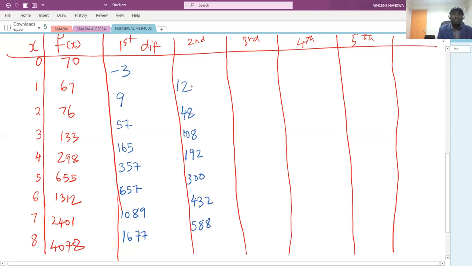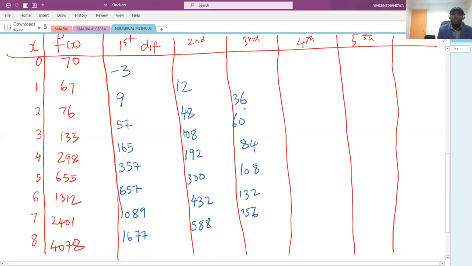Third difference will be 48 minus 12, you get 36. And then 108 minus 48, you get 60. 192 minus 108, you get 84. Next difference, you get 108. Next difference, you get 132. Next difference, you get 156.